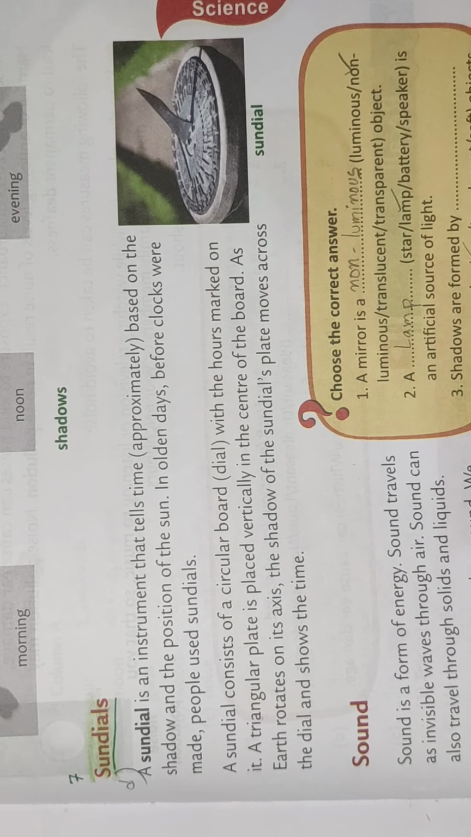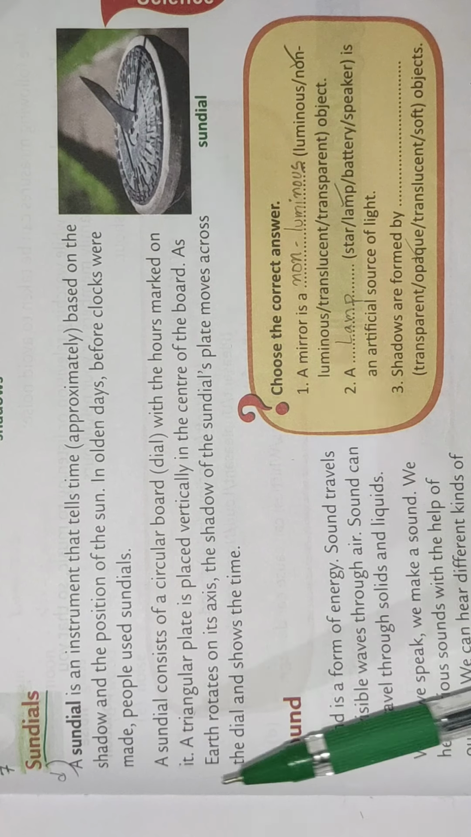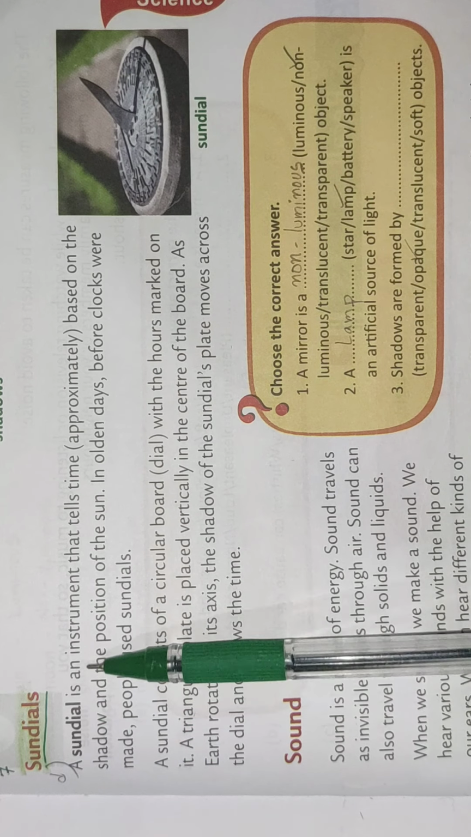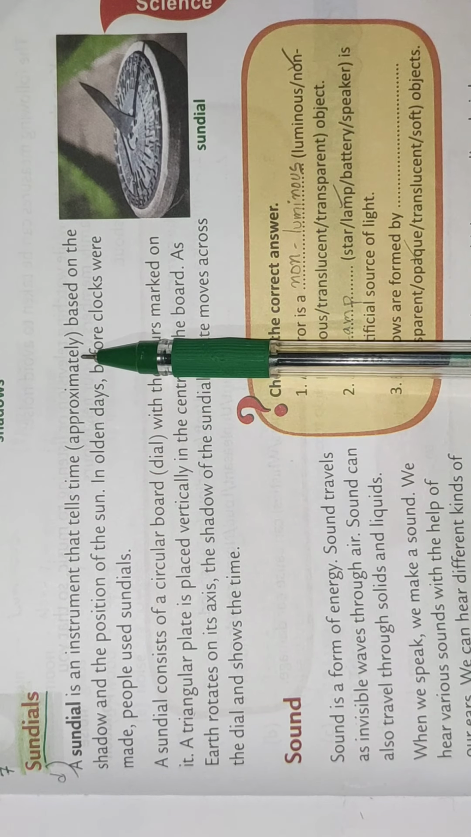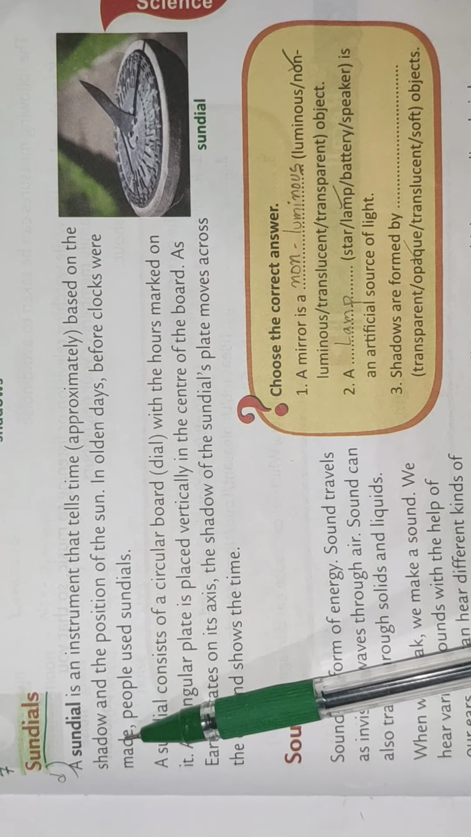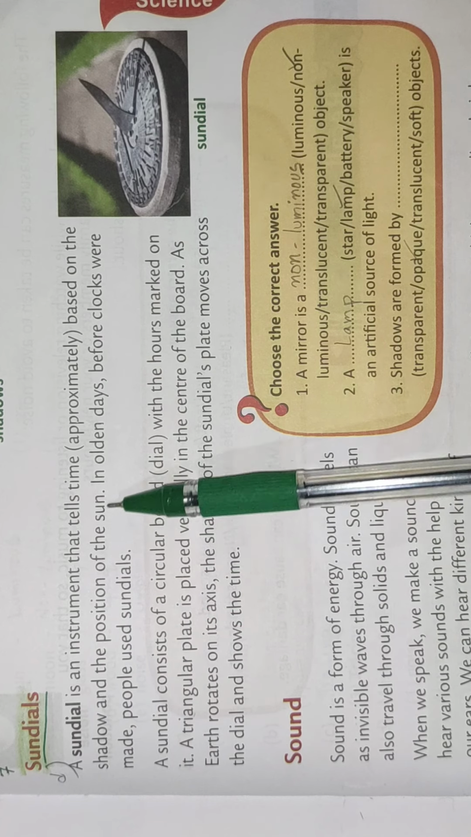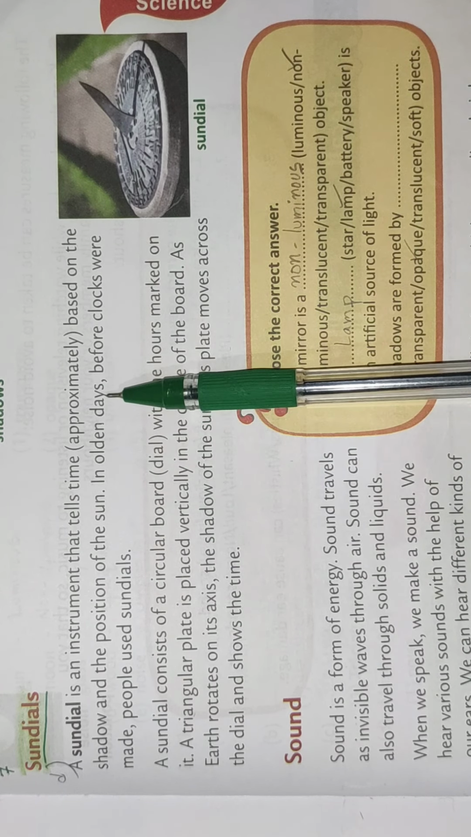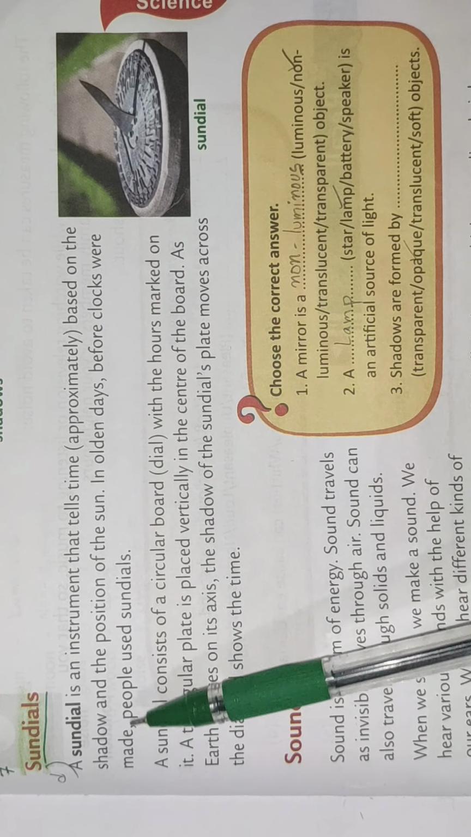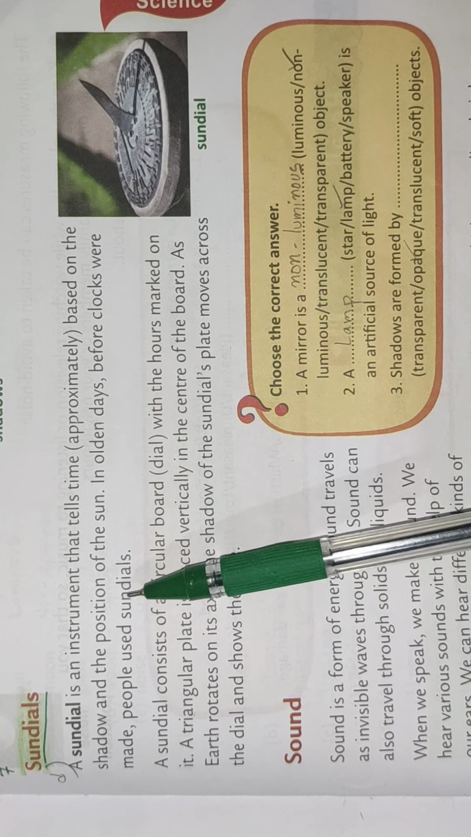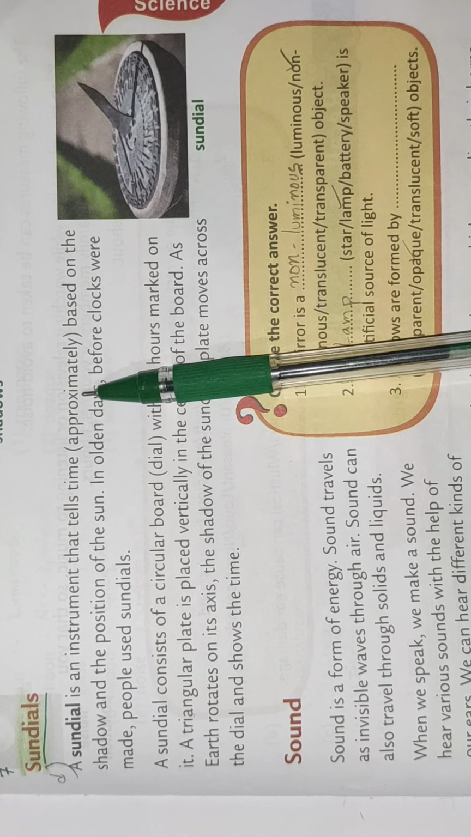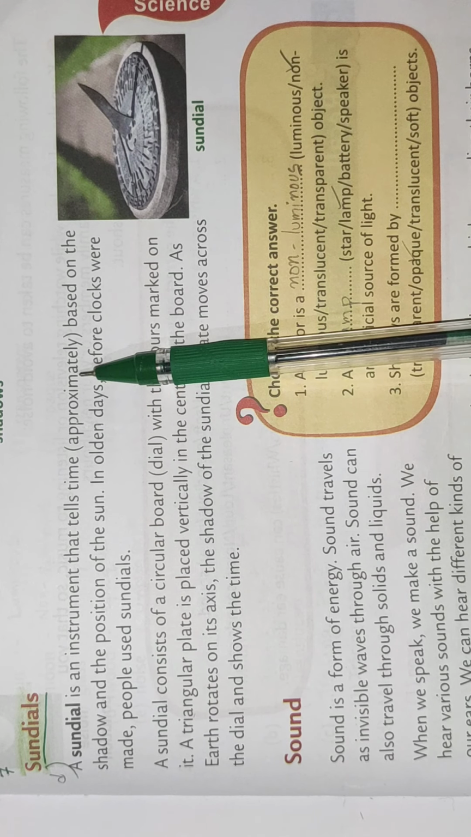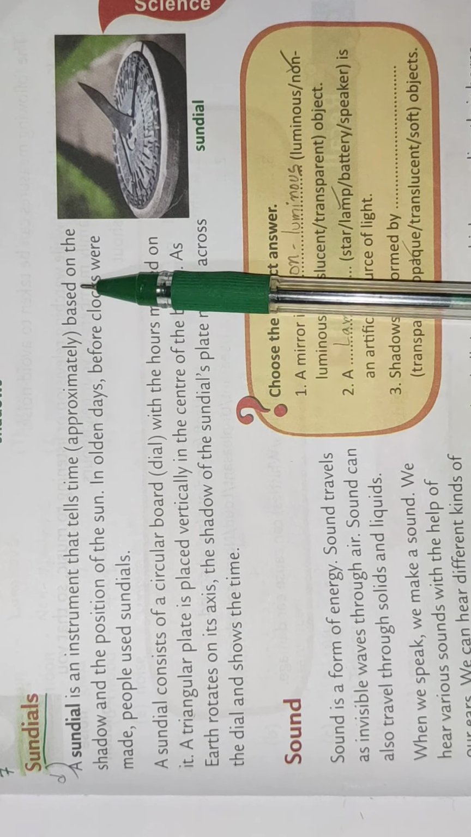Next is sundials. A sundial is an instrument that tells time approximately based on the shadow and the position of the sun. In olden days, before clocks were made, people used sundials. Approximately means the timing is not known definitely. It means the timing is somewhere around there.